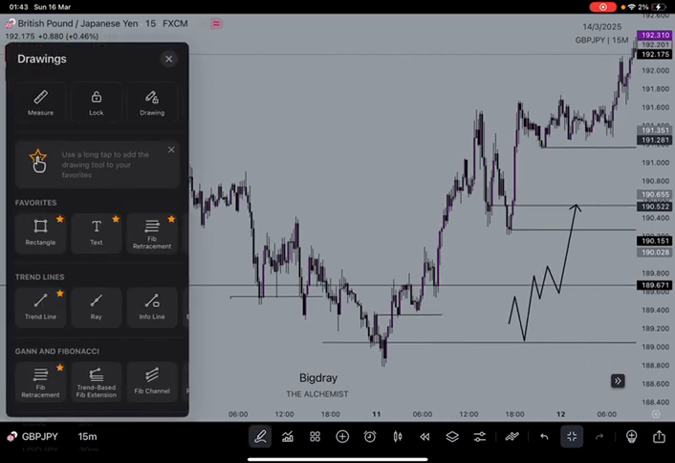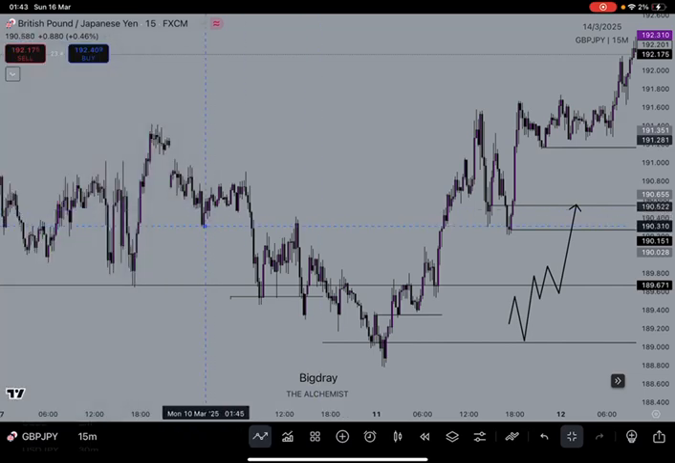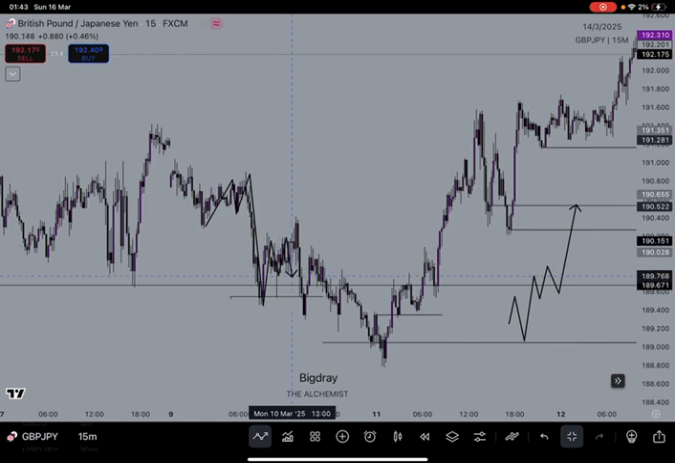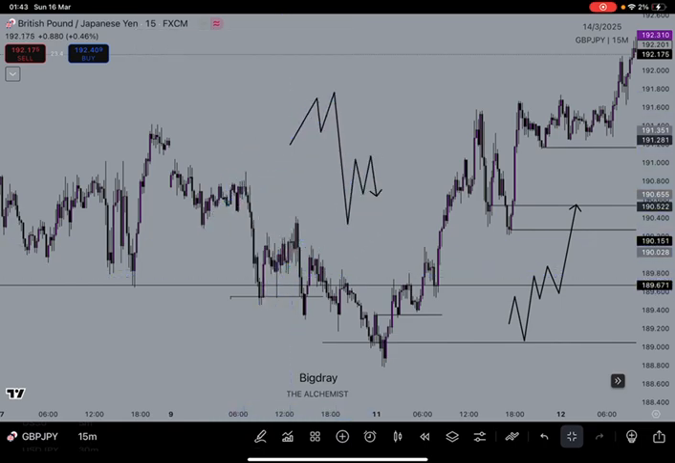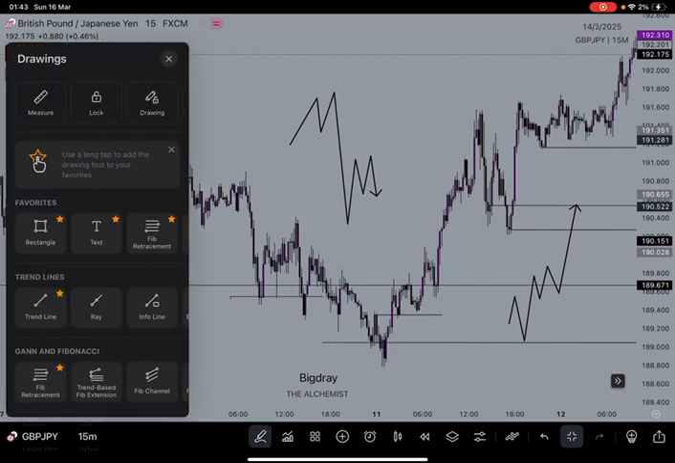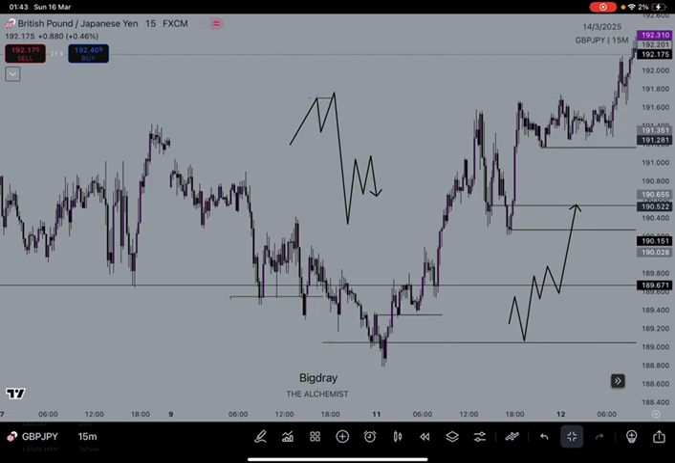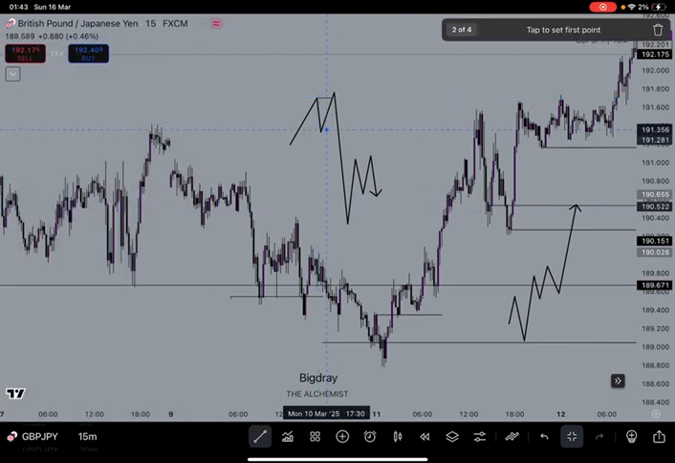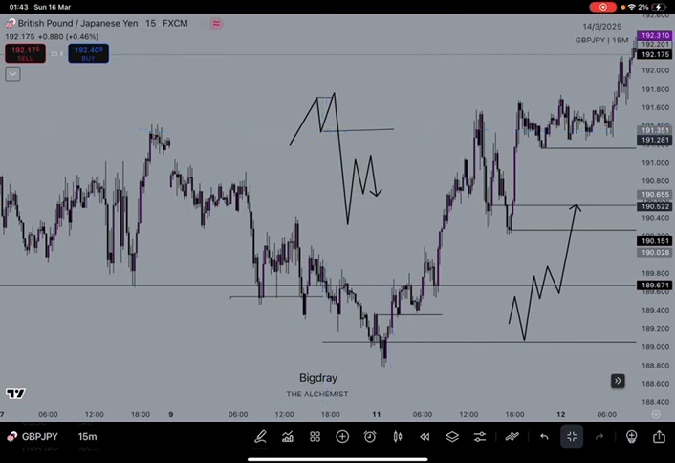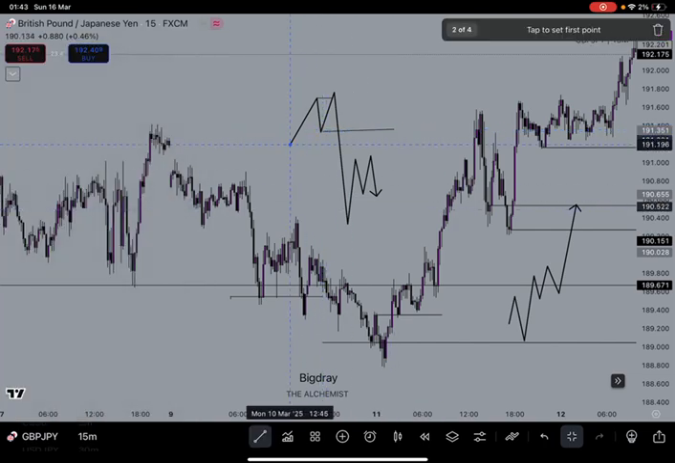Okay, here's another one. You can see there's a low here. Now, this is SBR. Support turned to resistance. Support turned to resistance. SBR. Support turned to resistance. This is it. A sweep. Market structure shift. A break.